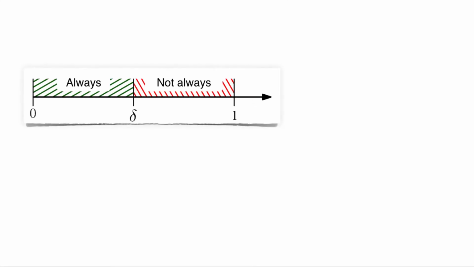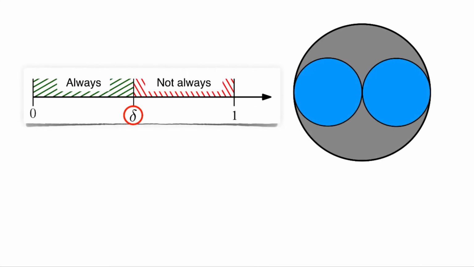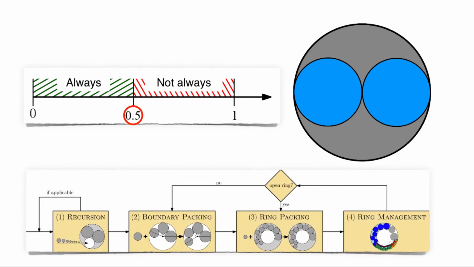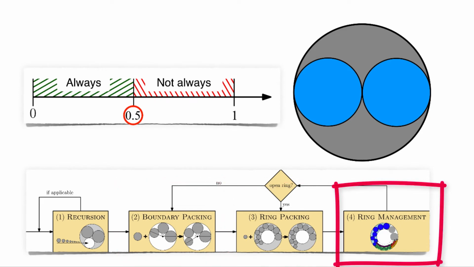What is the critical packing density of circles in a circle? This example shows that it cannot be larger than 1/2. We use a combination of 4 subroutines to show that any smaller set can always be packed: a recursive call, boundary packing, ring packing, and ring management.